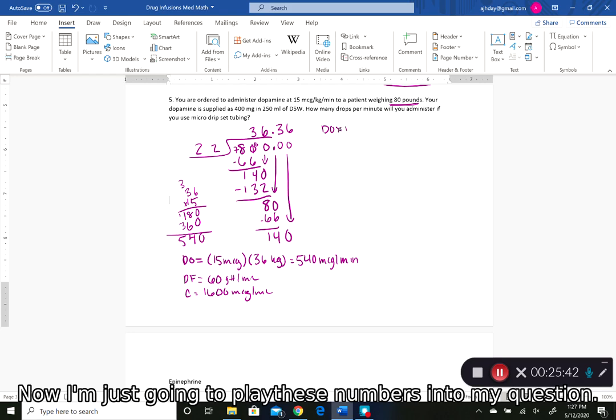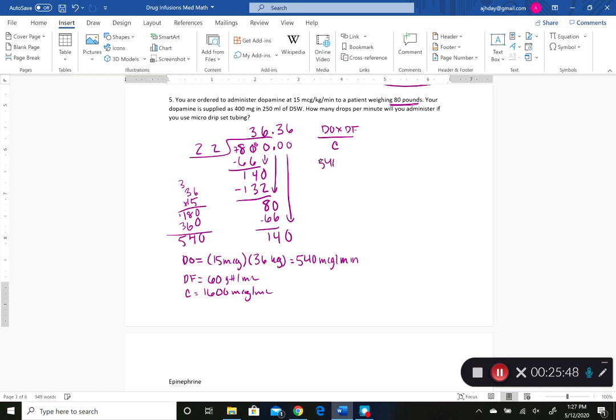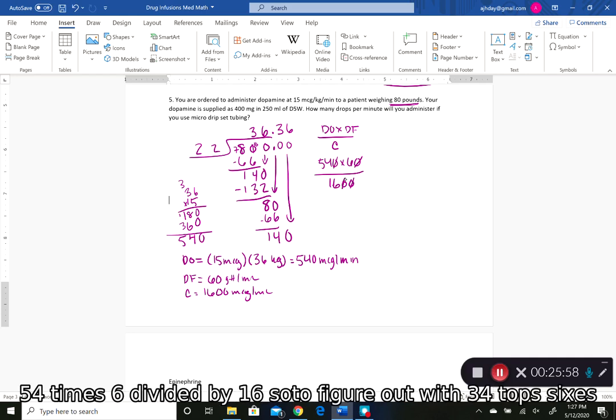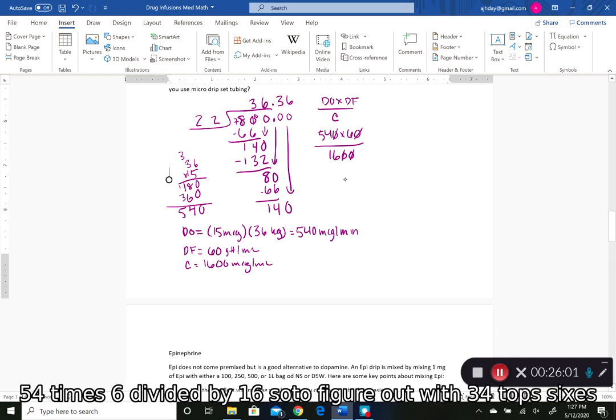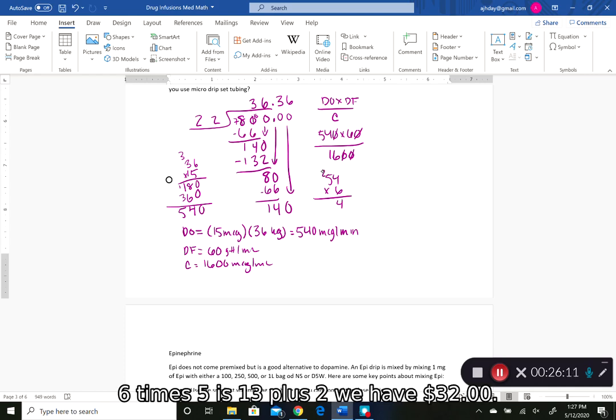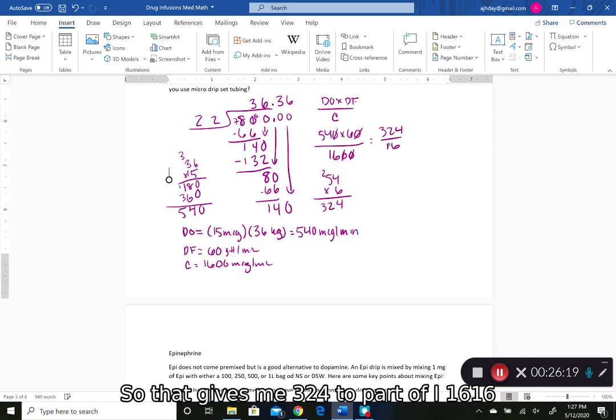Now I'm just going to plug these numbers into my equation. I'm able to get rid of a few zeros here. Got 0 on the numerator, 0 on the denominator. So I have 54 times 6 divided by 16. So let's figure out what 54 times 6 is. 6 times 4, 24. 6 times 5 is 30 plus 2, we have 32. So that gives me 324 divided by 16.